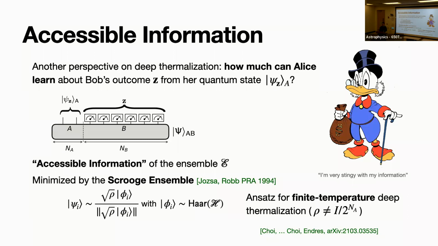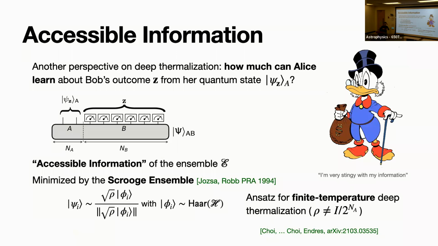a maximally stingy kind of set of states, right? It's a deformed version of the Haar measure. So you take a set of states that are Haar distributed, and you deform them a little bit by acting on them with square root of rho. For the case of infinite temperature, where rho is the identity, this does nothing. So the Haar measure is in fact the infinite temperature Scrooge ensemble.